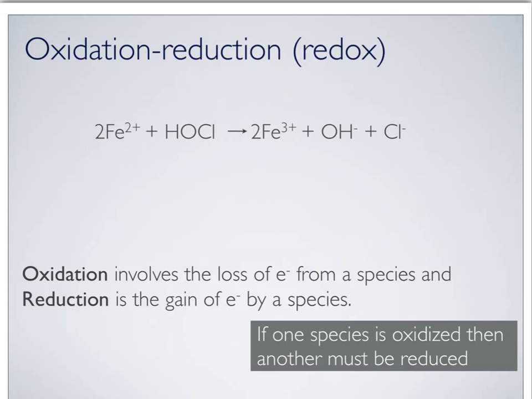So our next class of reactions are going to be redox reactions. And in this case, we think about the movement of electrons from one species to another. So oxidation is going to involve the loss of electrons from a species, while reduction is going to be the gain of electrons by another species. So if one species is oxidized, then another one must be reduced. So what we've got shown here is a redox reaction involving ferrous iron. So this is ferrous iron, and this is something that we oftentimes find in groundwater. And it's reacting with hypochlorous acid.